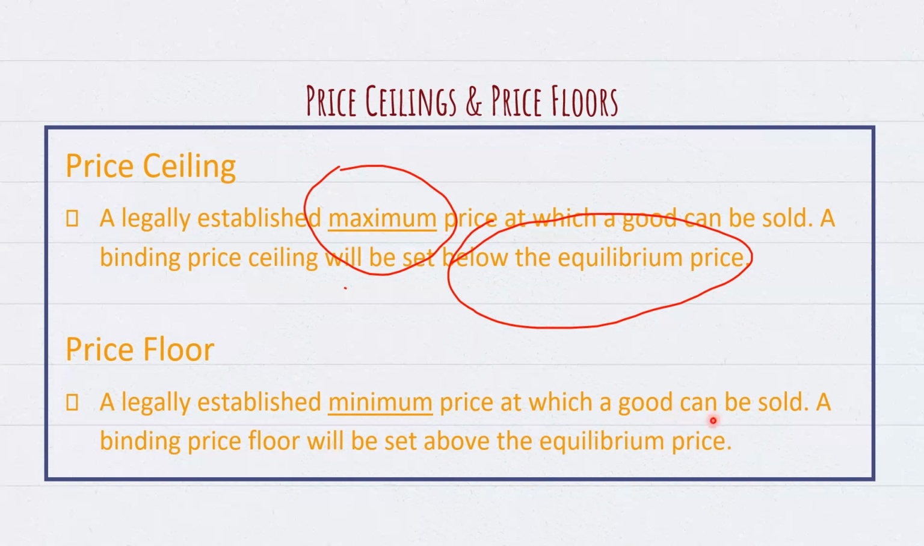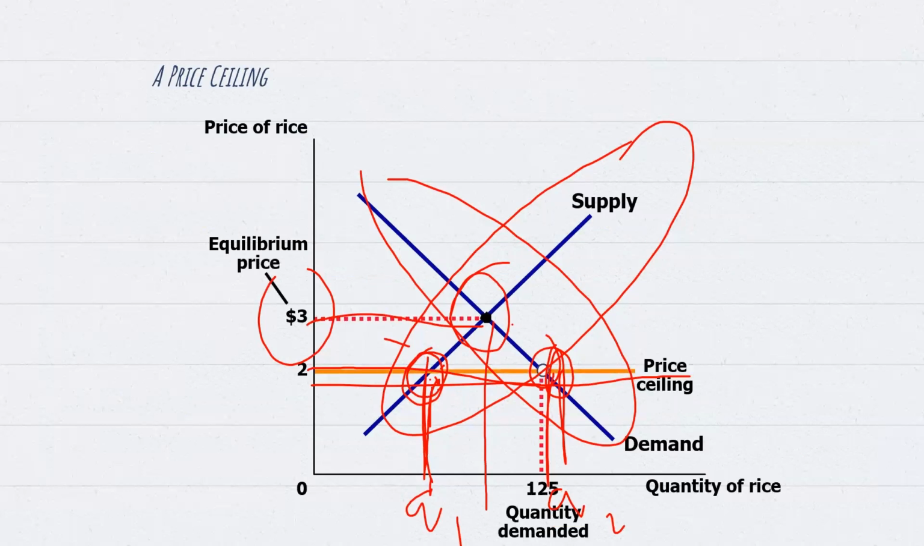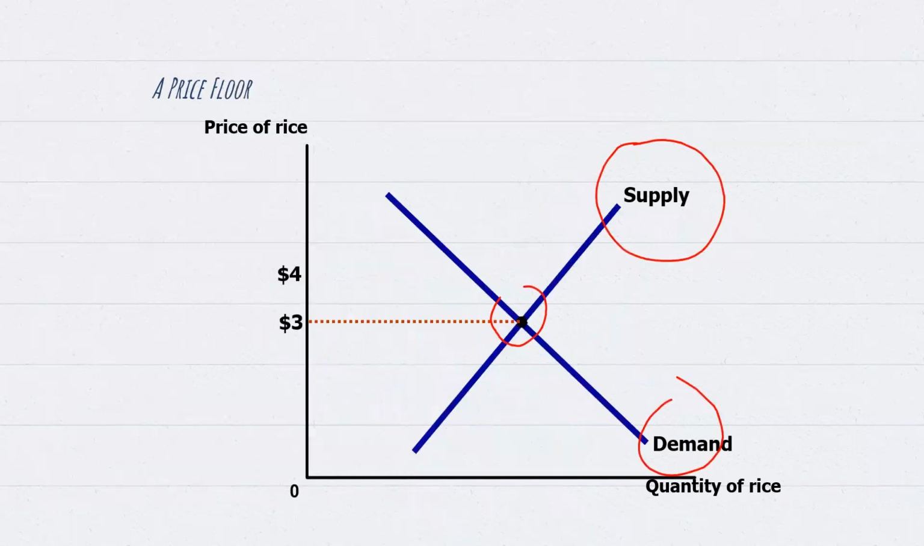So when it comes to the price floor, there will definitely be an excess. This is the definition of the price ceiling and the price floor, and we have talked about the graphical scenario of both. If we go to the next thing.